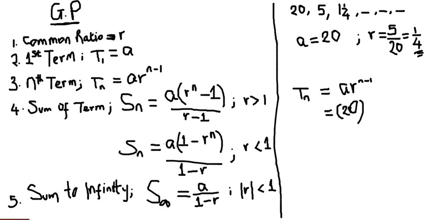Then R is 1 over 4, and that is being raised to the power n minus 1. Okay, so the n is simply representing the number of terms. So in this particular example, we can simplify and say 20.